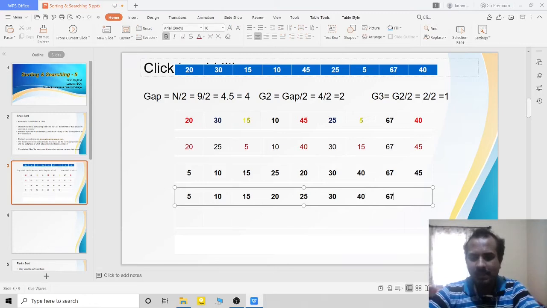Then 67 is compared with the 45. 45 is smaller, so I am going to exchange them, 45 and the 67 here. And then the 45 is compared with the 40. No need of making any changes because 45 is the greater one compared to the 40. So now you are arriving at the proper sorted list. So 5, 10, 15, 20, 25, 30, 40, 45 and the 67.